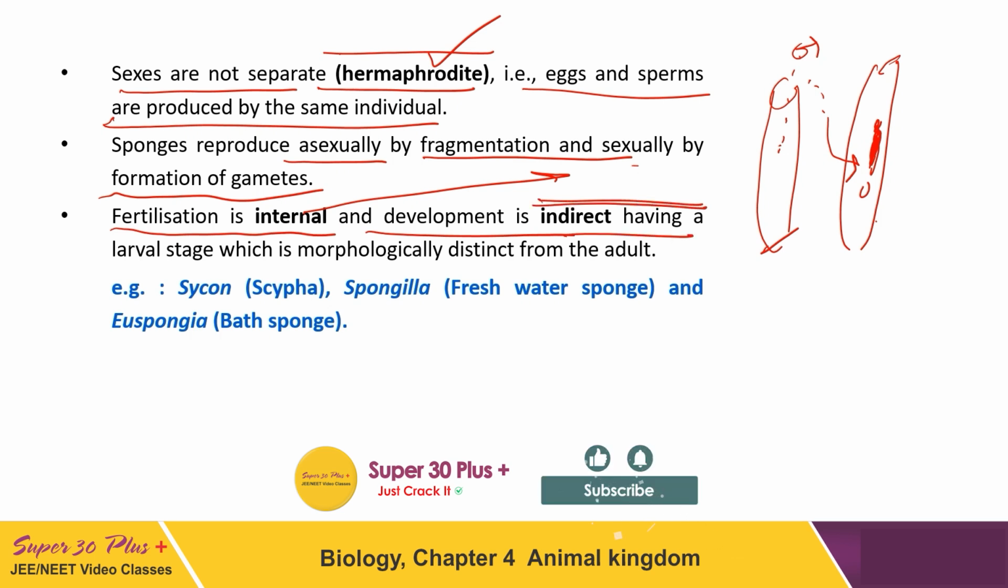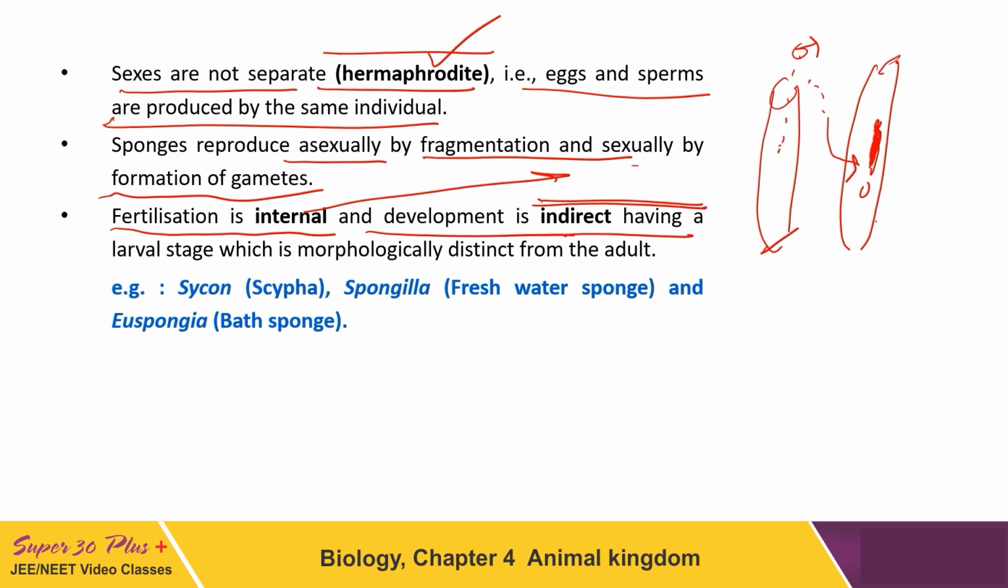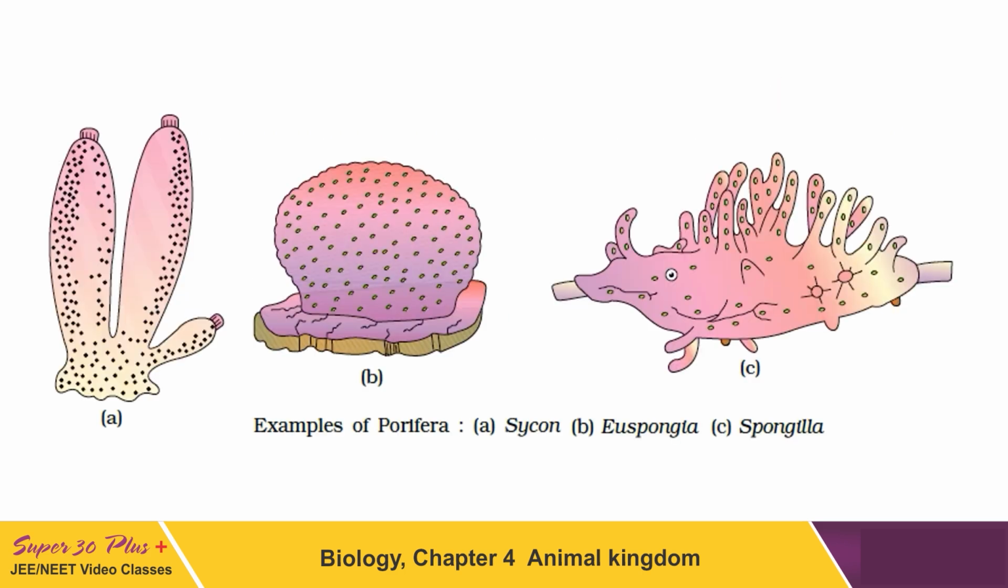A larva is formed. What's the name of the larva? No need to remember that name, but you have to remember that development is indirect and fertilization is internal. Examples: Sycon, Spongilla. Spongilla is a very good example. Important question: this is a freshwater sponge, and this is Euspongia, the bath sponge. You have to see the diagram of this. This one is Sycon, this is Euspongia and this is Spongilla. Spongilla, you know, is a freshwater sponge. You have to remember the figures.